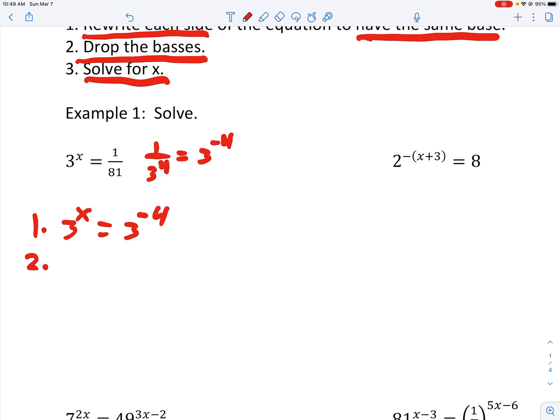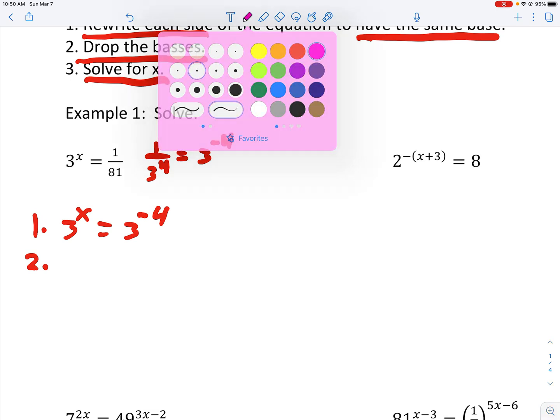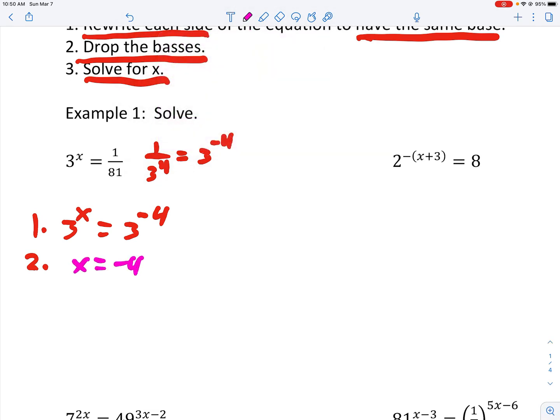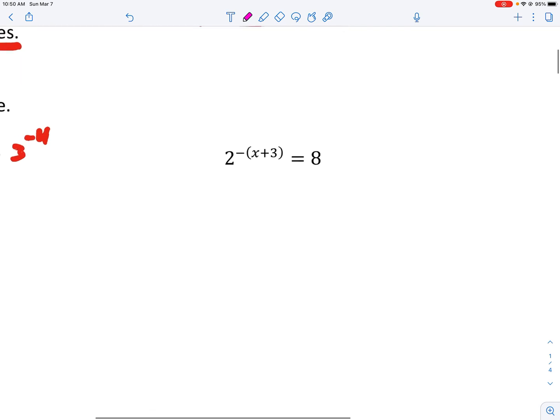Step 2. Now drop the bases. So what's left is x equals negative 4. Step 3. Solve for x. It's already solved for x. Right? x equals negative 4. So same 3 steps every time. Okay, next example.